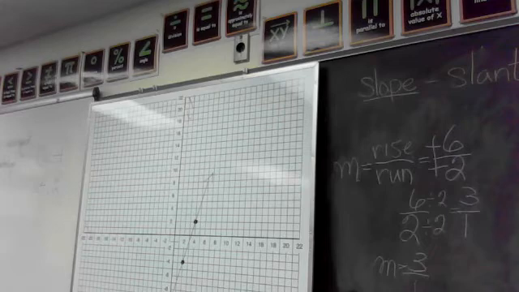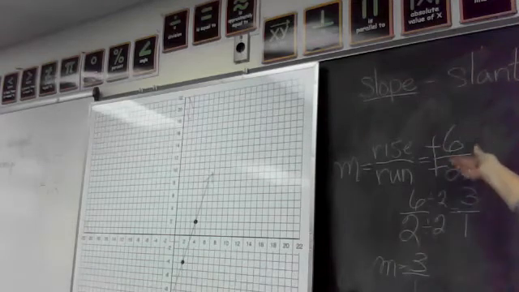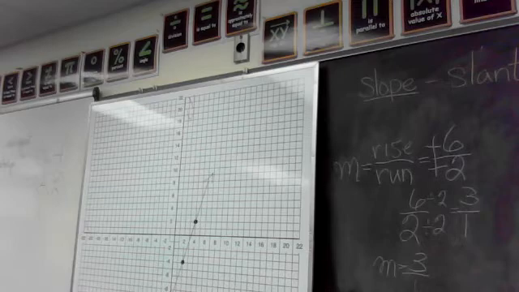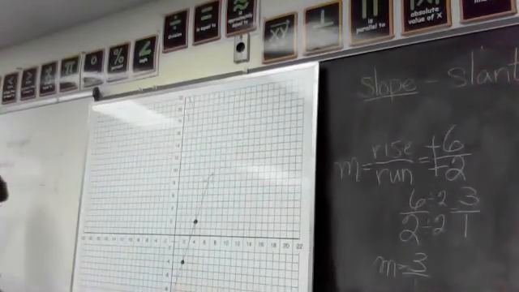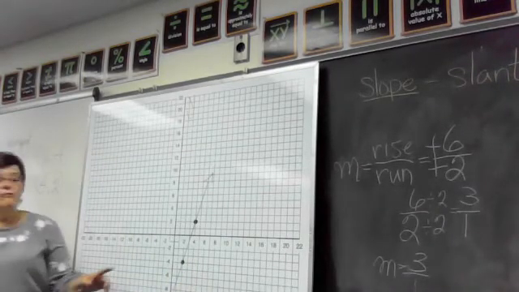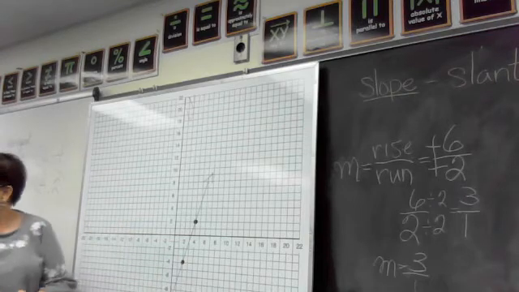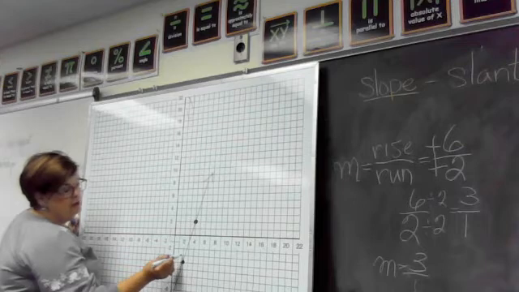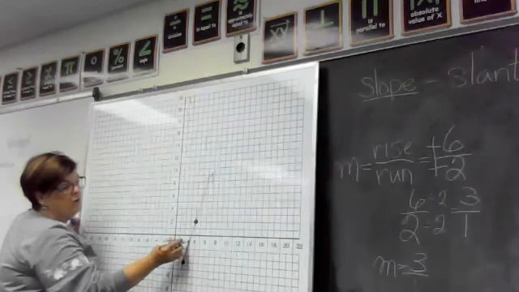Y'all see? Now let's say, well, she said the slope was 6/2 or -6/2, but I'm saying that the slope is 3/1. So how can that be? Watch this. We're going to start from one house, and we're going to rise 3. From this house, I'm going to rise 3. 1, 2, 3, and I'm going to run 1. Well, I'll be darned.